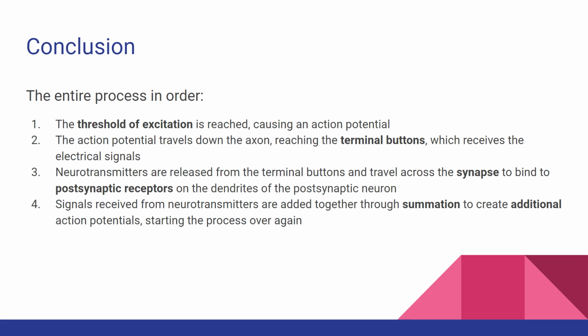So, in brief summary, the entire process is as follows. The threshold of excitation is reached, causing an action potential. The action potential travels down the axon, reaching the terminal buttons, which receive the electrical signals. Neurotransmitters are released from the terminal buttons and travel across the synapse to bind to postsynaptic receptors on the dendrites, usually the dendrites of the postsynaptic neuron. And finally, signals received from neurotransmitters are added together through summation to create additional action potentials, starting the process over again.